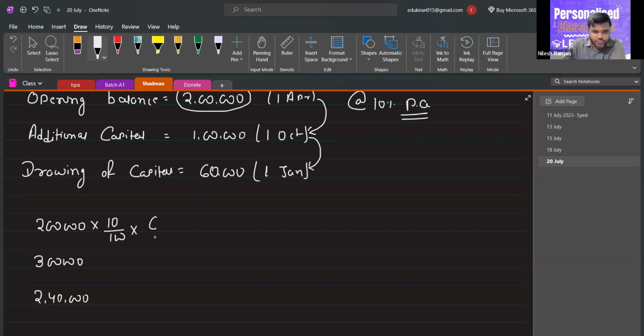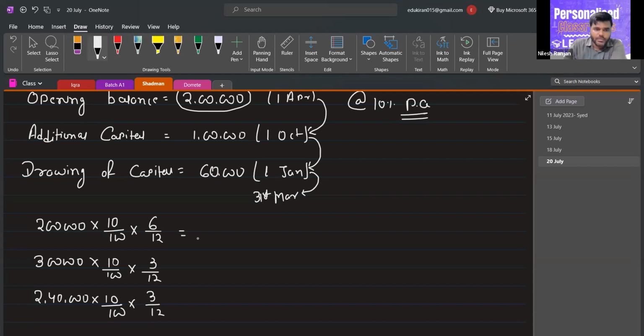into 6 by 12. And after the introduction of additional capital, the next change is on 1st January. So we will count from 1st October to 1st January: October, November, and December. So it is 3 months. So 3 lakh into 10% into 3 by 12. And in the last, it is 10 by 100 into 3 by 12, because we will count from here to 31st March, up to the end of the year.